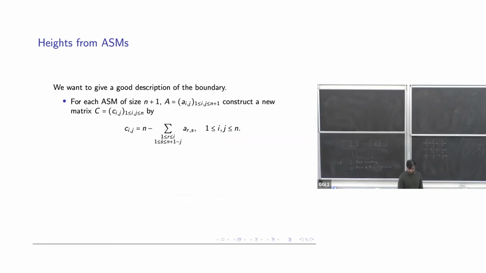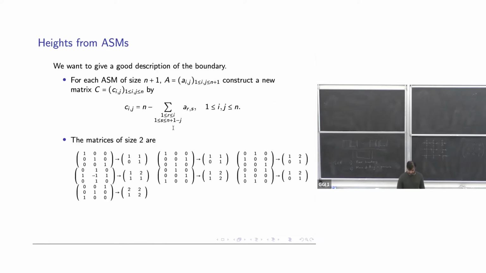The first thing that we're going to do is change our matrix A to this matrix C. So A is n plus 1 by n plus 1, and C is n by n. And the formula for C is given by this thing here. So you can go from A's to C's and C's back. It's bijective. For example, if you start with this identity matrix, you do this computation, then you just get 1, 1, 0, 1. You can do this with all 7 alternating sign matrices of size 3.